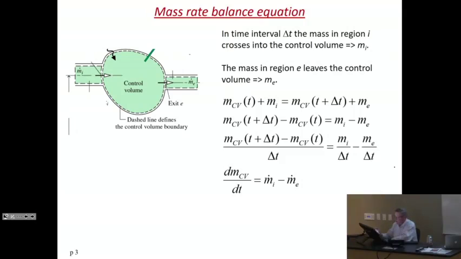That's what this equation says. Well, I can rearrange that equation and take this m_CV of t, put it here with a minus sign, so I get this term, m_CV of t plus dt minus m_CV of t, and I rearrange these, m_e goes there, so I have m_i minus m_e. I divide all 4 of these terms by delta t. That is m_CV of t plus delta t minus m_CV of t. In other words, this is the derivative of m_CV per dt, and this is the rate of change of mass per delta t. That's m dot in, and that is m dot out. This is how we got to the previous equation.